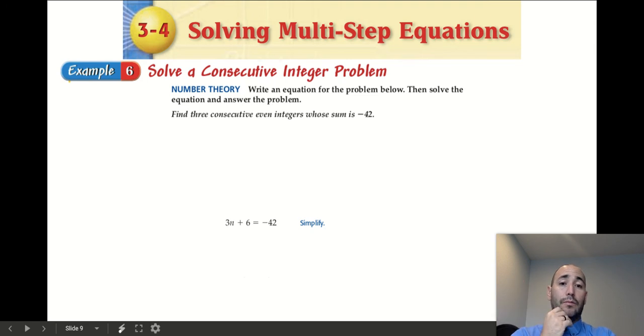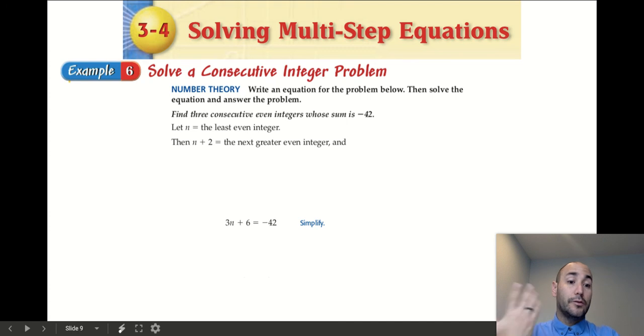I don't know what it is, but when I add them up, it's going to be negative 42. So I'm going to go ahead and say, okay, n is going to be the smallest even integer. Well, remember, even integers just are 2 numbers right after that. So whatever number n is, my next even integer is going to be 2 more than that. So that's going to be n plus 2. And then the third consecutive even integer would be 2 more than that one. Well, 2 more than that one is going to be n plus 4, right? The original number n plus 4 more, right?